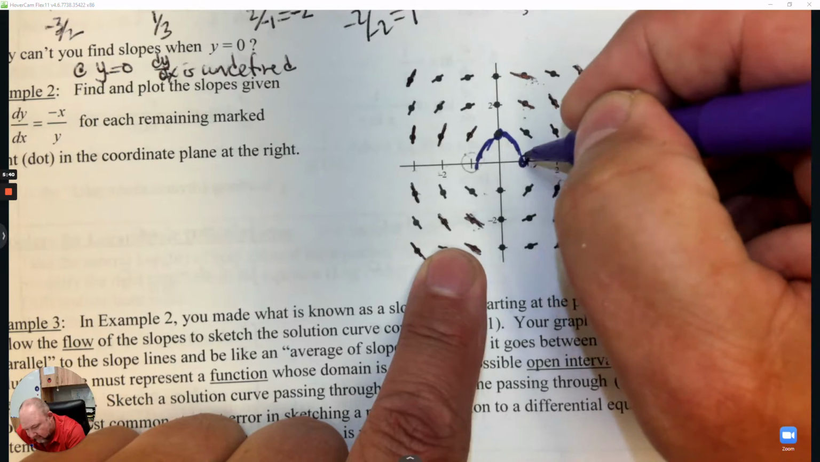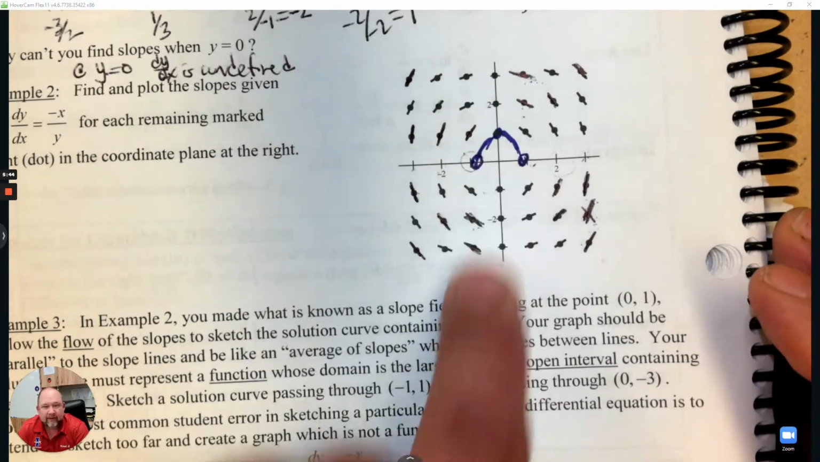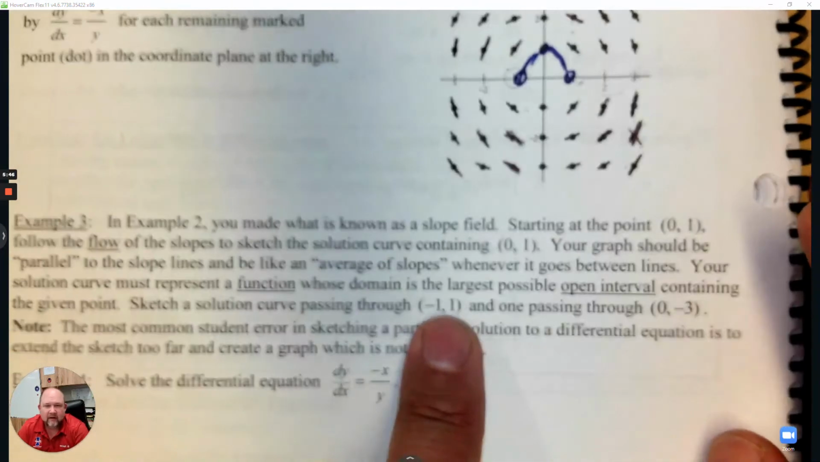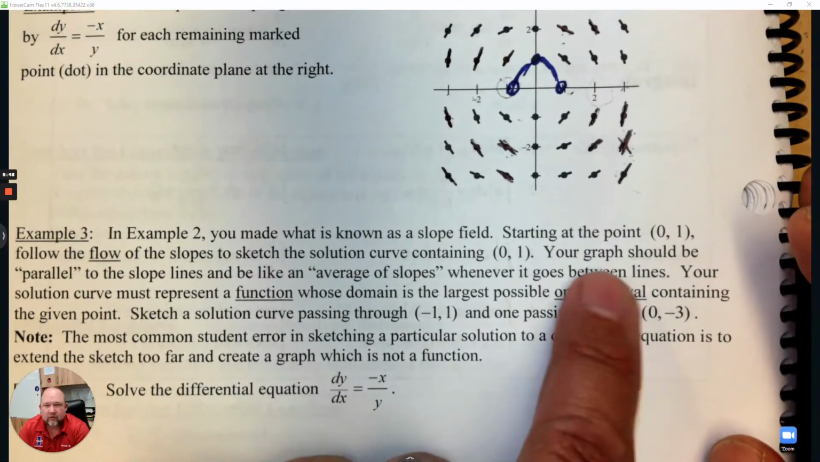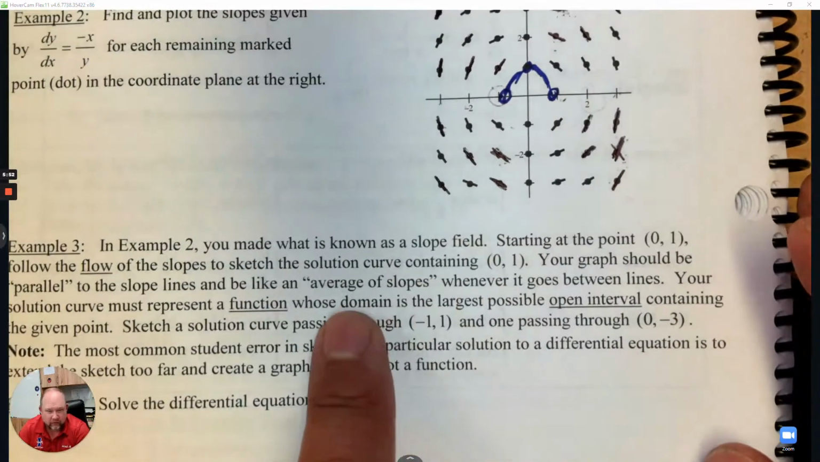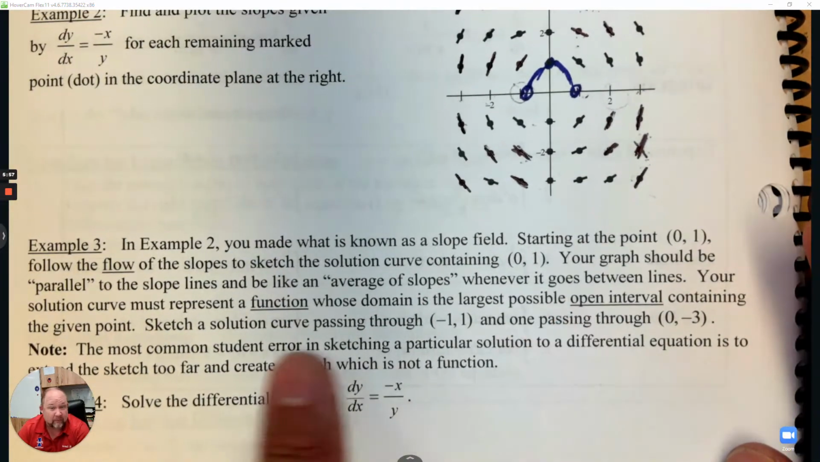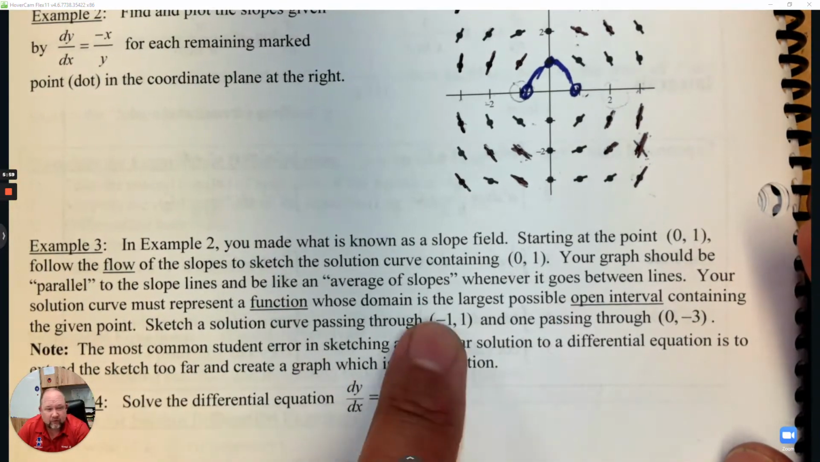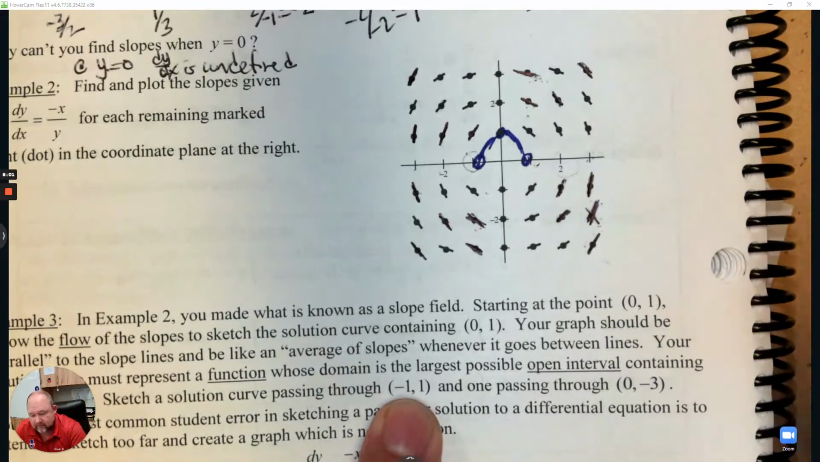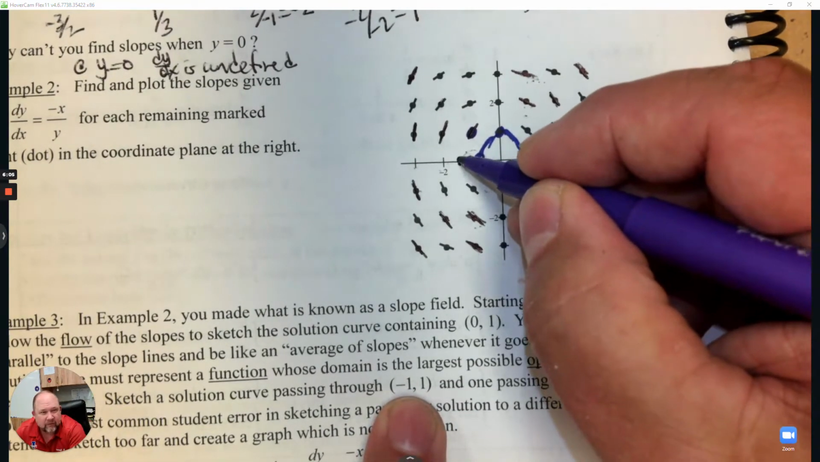But once it's here, they're going to be undefined at each one. The next one is at... Your solution curve must represent a function, so I can't go underneath and make a circle, whose domain is the largest possible open interval containing the given point. Sketch a solution curve through -1, +1. So if I go through -1, +1, I can see what direction it's going.